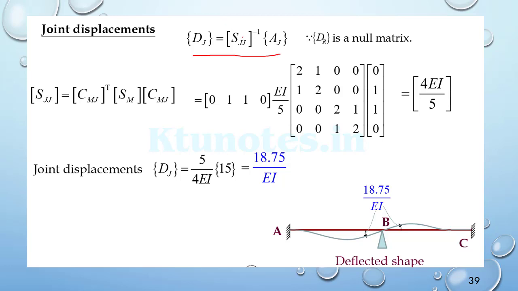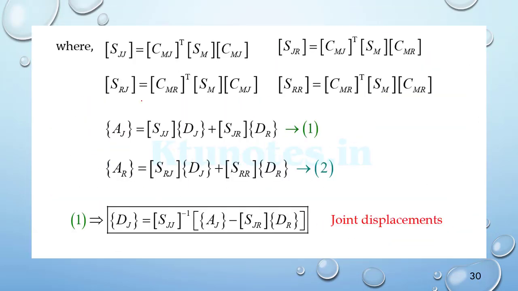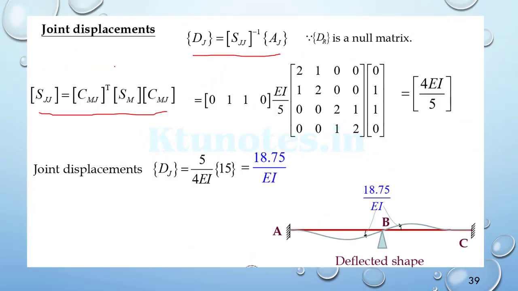So dj is equal to sjj inverse into aj, and we know that sjj is equal to cmj transpose into sm into cmj, which we have discussed also. Sjj is equal to this equation. So sjj is equal to cmj transpose into sm into cmj.